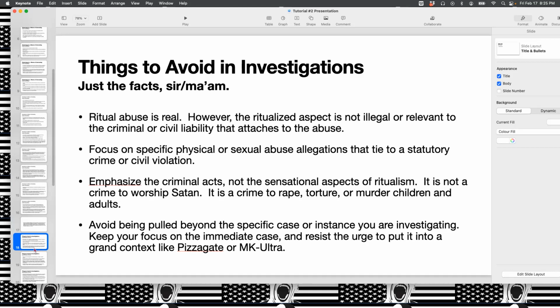So, ritual abuse is real, but the things you want to avoid in investigations, you want to stick with just the facts.